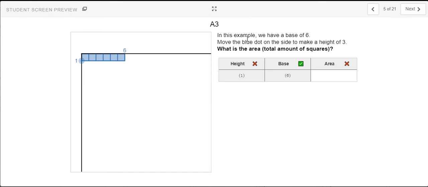In this example, we have a base of 6. Move the blue dot on the side to make a height of 3. What is the total area? So this dot over here, I'm going to drag it down. Right now it's at height 1, height 2, height 3. We can think of this as a rectangle that is 3 by 6, or as multiplication, 3 times 6. So what would be the area? Again, you could think of it as 3 times 6, or you can count on each of these sections: there are 6 across here, 6, another 6 makes 12, another 6 makes 18. So the total area of this rectangle is 18.